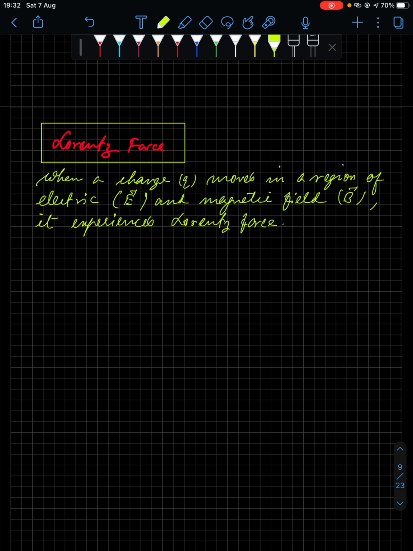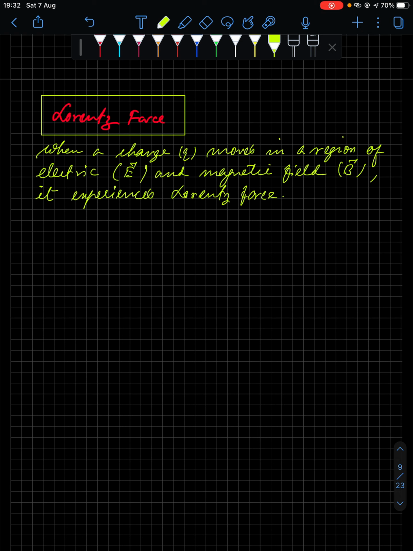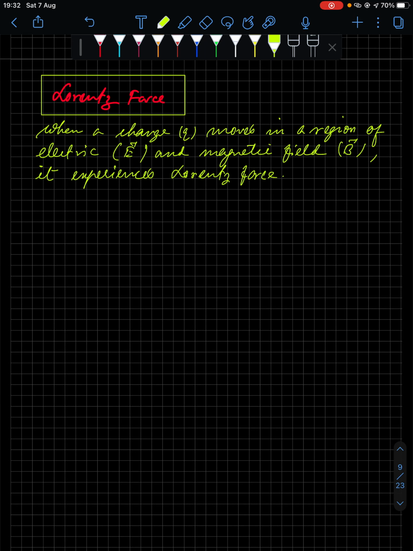So Lorentz force: when a charged particle moves in a region of electric and magnetic field, it experiences Lorentz force. The simultaneous electric and magnetic force that the charged particle experiences, you call that force the Lorentz force. So what will be the electric force on the charged particle? The electric force will be QE.